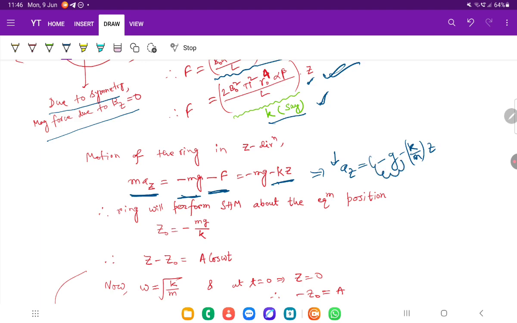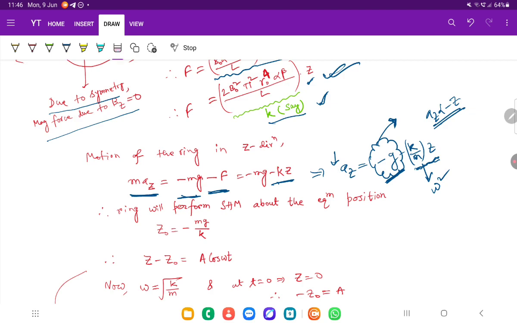So this is a constant force value, I mean the acceleration part due to a constant force, and this one is contributing to SHM, right? Because a_z is proportional to minus of z. So this one will just contribute to a shift in equilibrium position, and from that equilibrium position, the ring will perform SHM, and for that SHM this will be the omega square value, I mean the angular frequency square, right?